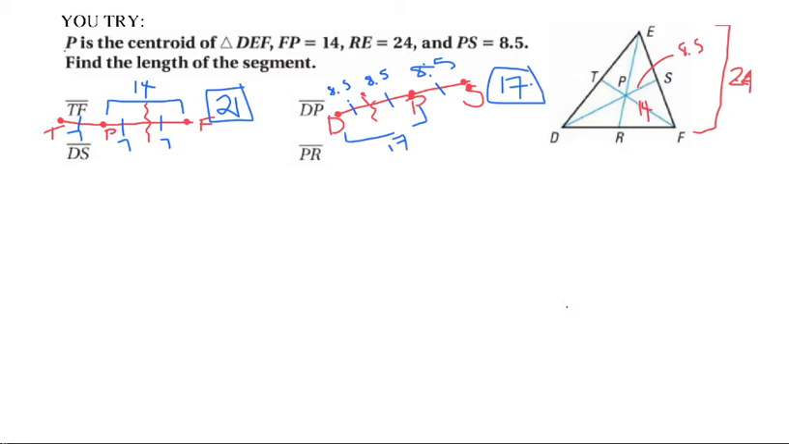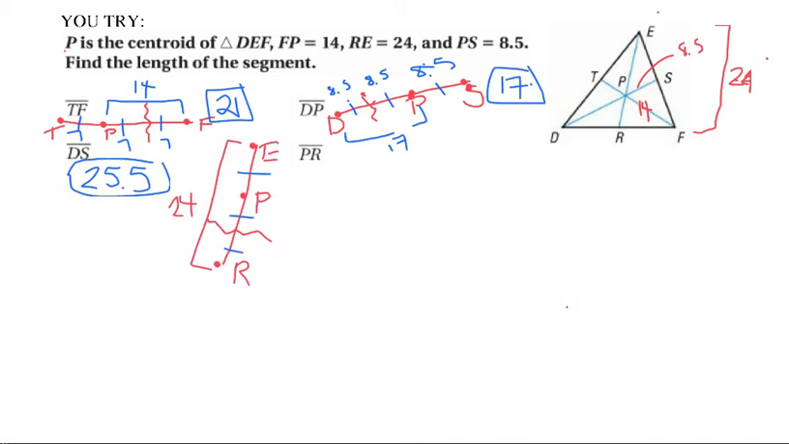With PR, I need to use the segment 24 and divide it up 3 ways. Since we see that ER is 24, if I divide that up 3 different ways, I get 8. So when I'm trying to figure out PR, I can see that that is 2 sections right here. So PR is going to equal 16.